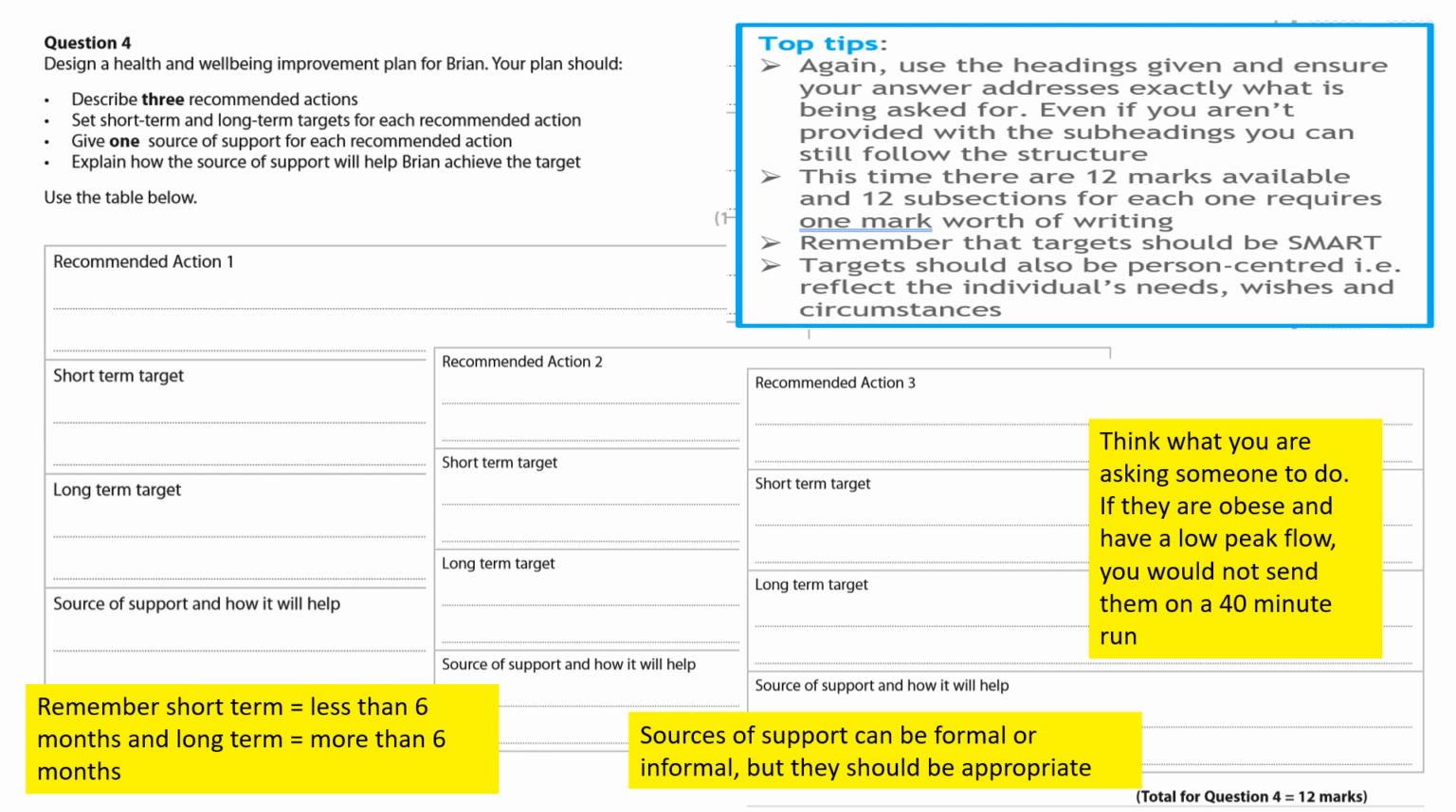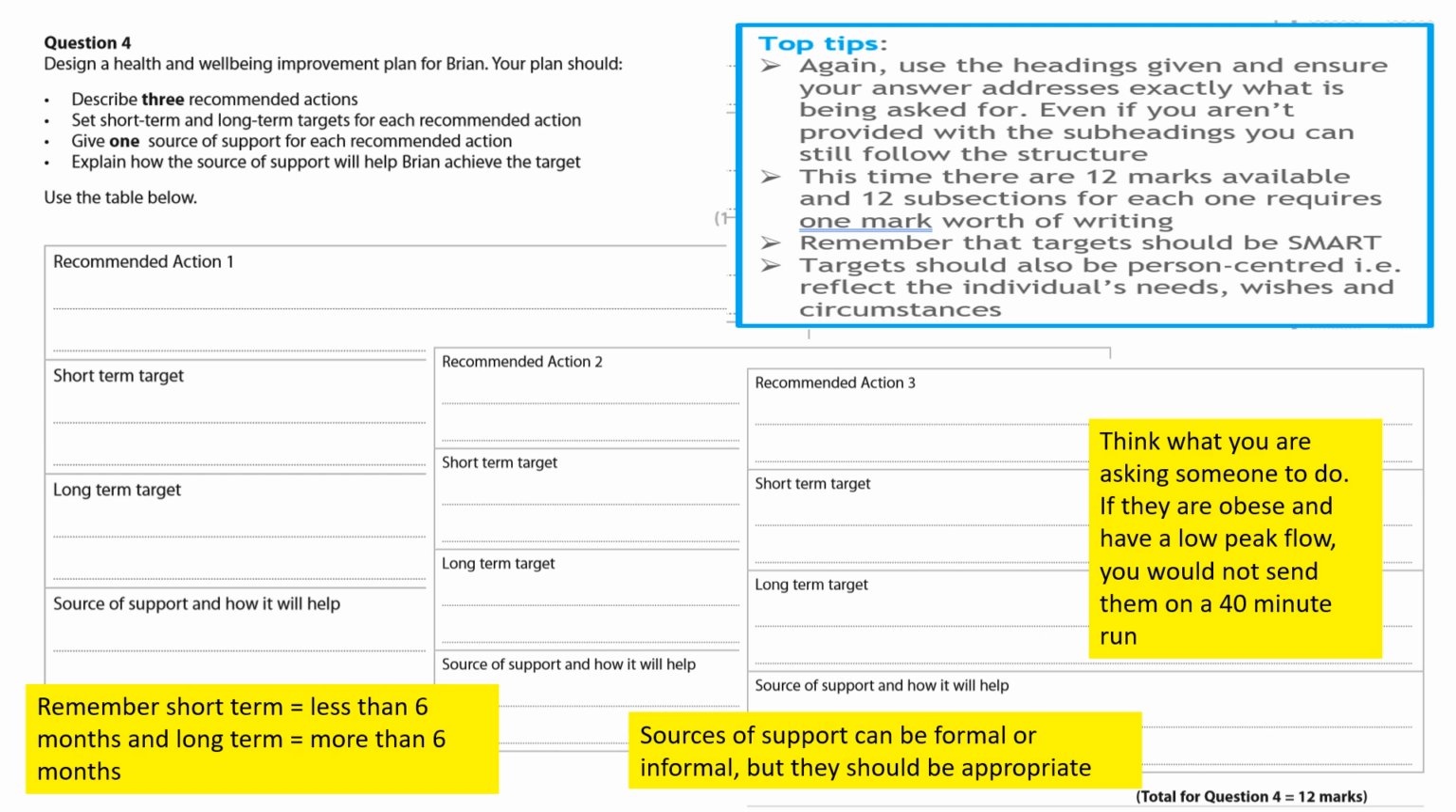So question 4 would be: design a health and wellbeing improvement plan for Brian. It should include 3 recommended actions. You should set short-term targets, so less than 6 months, and long-term targets, more than 6 months, for each recommended action. Give 1 source of support for each recommended action and explain how the source of support will help Brian achieve the target. If you just put down that a source of support is a nurse without saying how it will help, you will not get full marks.